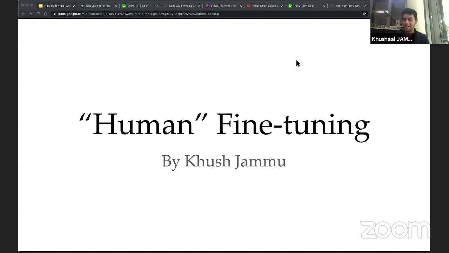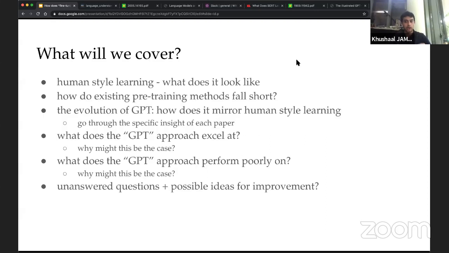Well, hi all. My name's Khush. I'm going to be presenting about the GPT family of autoregressive language models. This is actually my last week with the seminar because next week I'm going to be enlisting in the army. So yeah, exciting times. This is what I hope to cover.